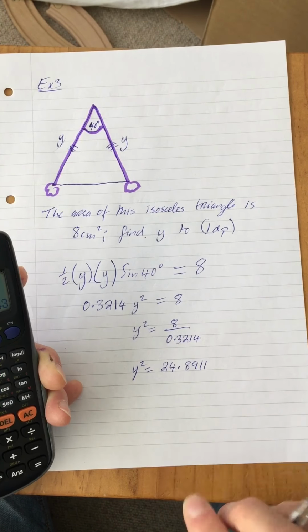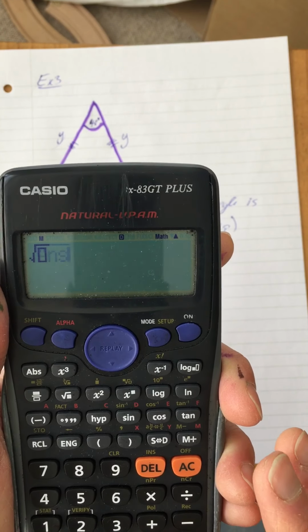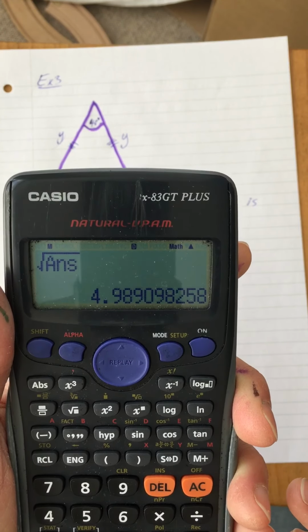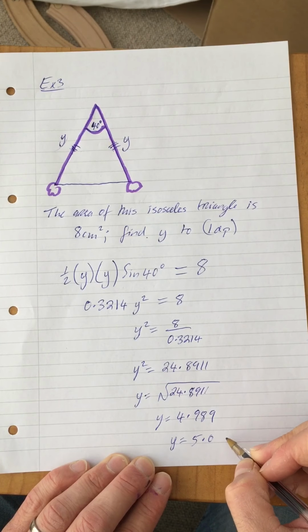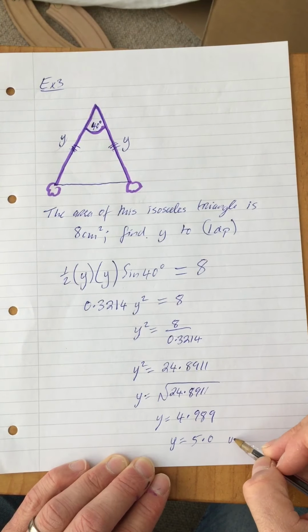And then y will be the square root of that, because to get rid of a square in maths, we square root. So y will be the square root of my answer. So I can leave the answer on my screen and just press the square root key and press the answer key. That's a quick way to do it. And it's 4.989. Now they want it correct to one decimal place. So this one will actually round up to 5.0. They didn't give us units here, so I can leave it without units. So that there is the answer to that.